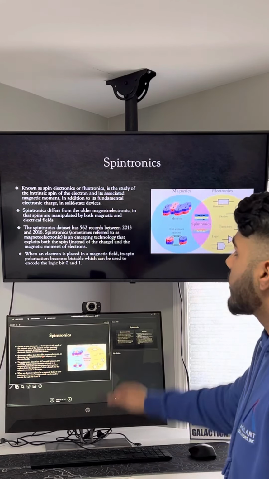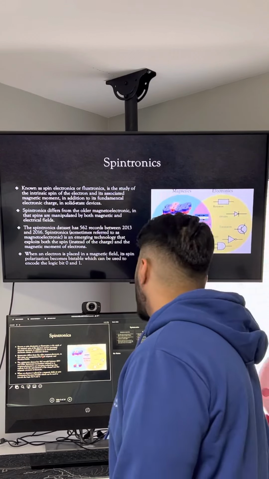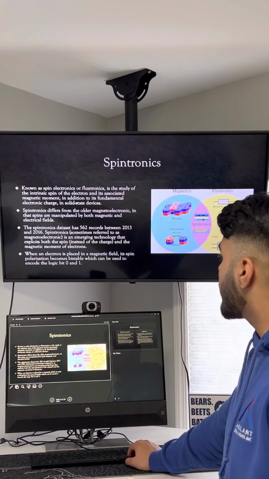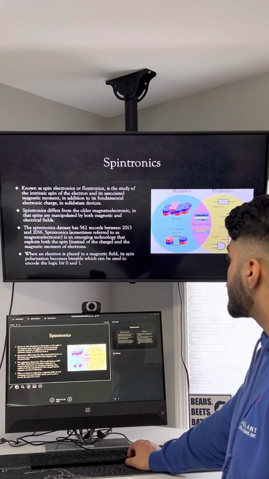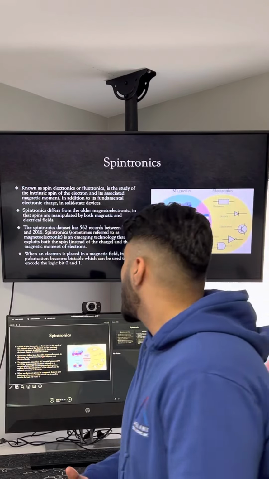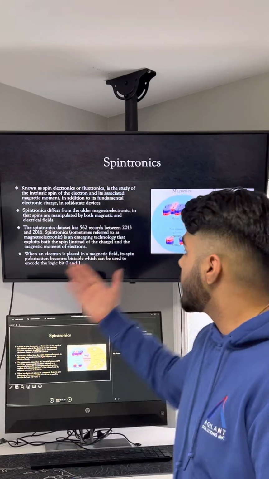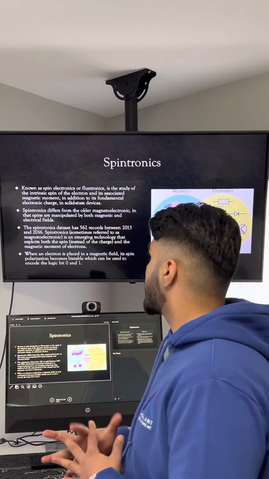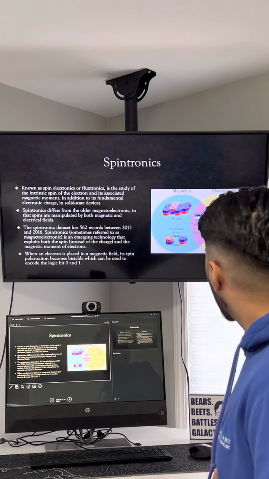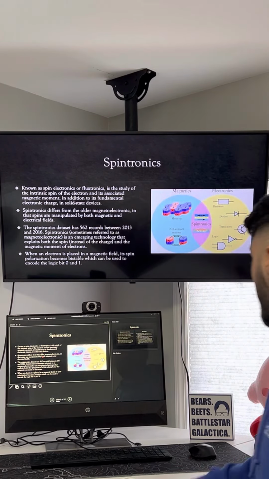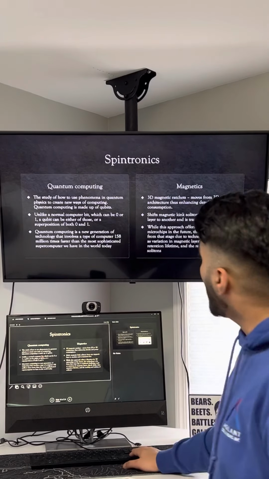All right, so I'm just going to skip that part. So when an electron is placed in a magnetic field, it spins, polarization becomes bistable, which can be used to encode the logic bits of 0 and 1. I just wanted to skip that part because if you go back to my slides, you can definitely read that. I don't think it's necessary to read at the moment because pertaining to the topic, it's just a little too much. And then this is a picture of magnetics and electronics due to spintronics and how they're similar and how they're different. All right.